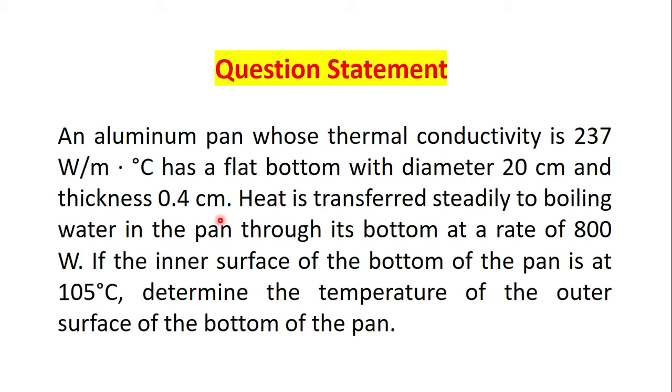Heat is basically transferred steadily to the boiling water in the pan through its bottom at a rate of 800 watts. If the inner surface of the bottom of the pan is at the temperature of 105 degrees centigrade, you have to determine the temperature of the outer surface of the bottom of the pan.